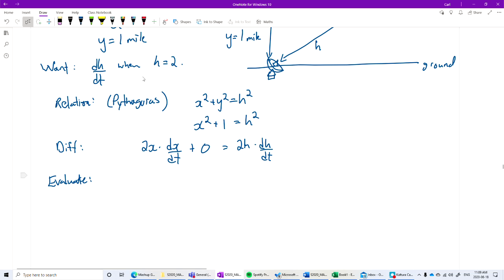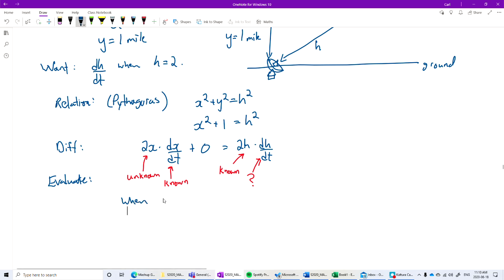So what do I know? I don't know dh/dt, that's what I want. H, I do know, because it's just 2. dx/dt is known, that's the speed of the plane. But x is still unknown, right? So let's do that first. How do we find x?